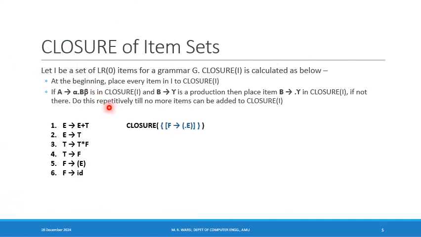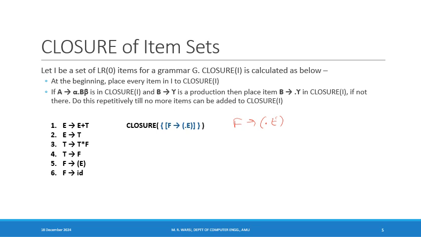We will now learn how to calculate the closure of a set of LR0 items. Let me just assume that I have a set of LR0 items given in which there is only a single LR0 item, capital F derives bracket open dot capital E bracket close. For this set, I want to calculate the closure. So first of all, whatever items are there in the set, they will be added to the closure. So I begin by adding capital F derives bracket open dot capital E bracket close to the closure.